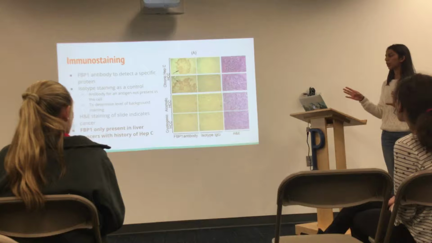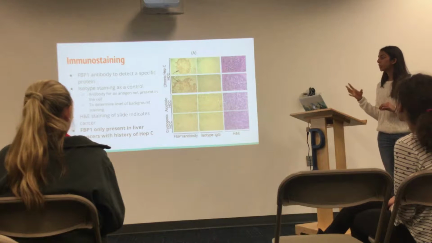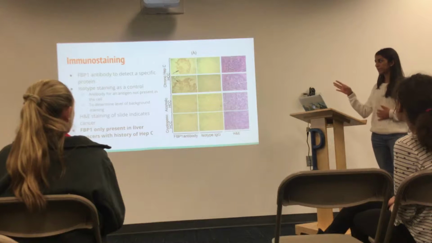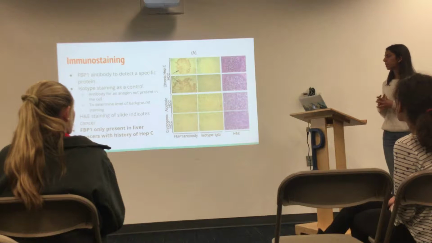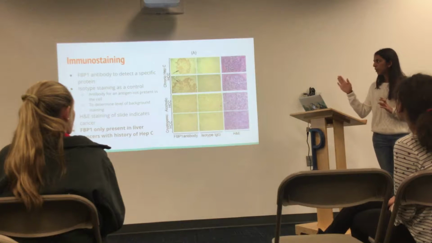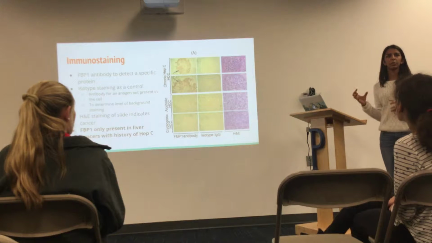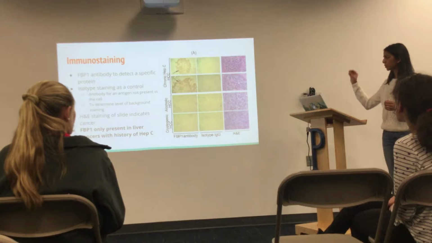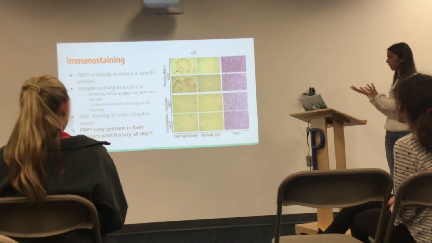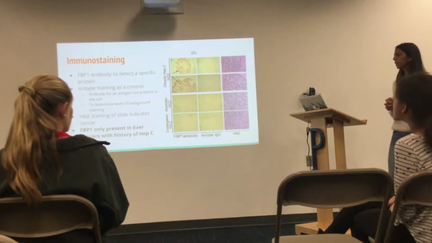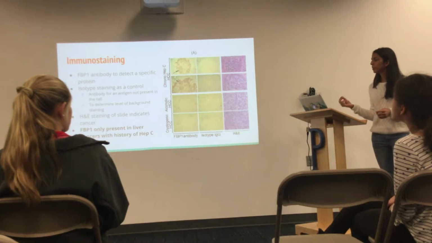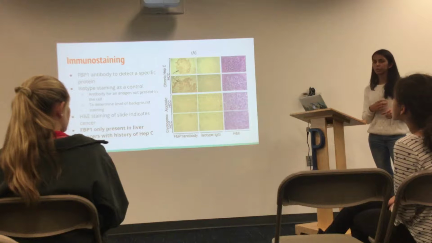So you can see in the first column that the Fuse Binding Protein1 was only present in those caused by hepatitis C, which are the first 2 rows, and not in those caused by alcohol or liver disease. And then in the isotype IgG column, you can see that there's not much there, which is good. We don't want background staining interfering with our data. And then the last one, those purple dots indicate that there's cancer in all 4, which is what you'd expect because they're all liver cancer. So what we can conclude is that the Fuse Binding Protein1 is only present in liver cancers with a history of hepatitis C.